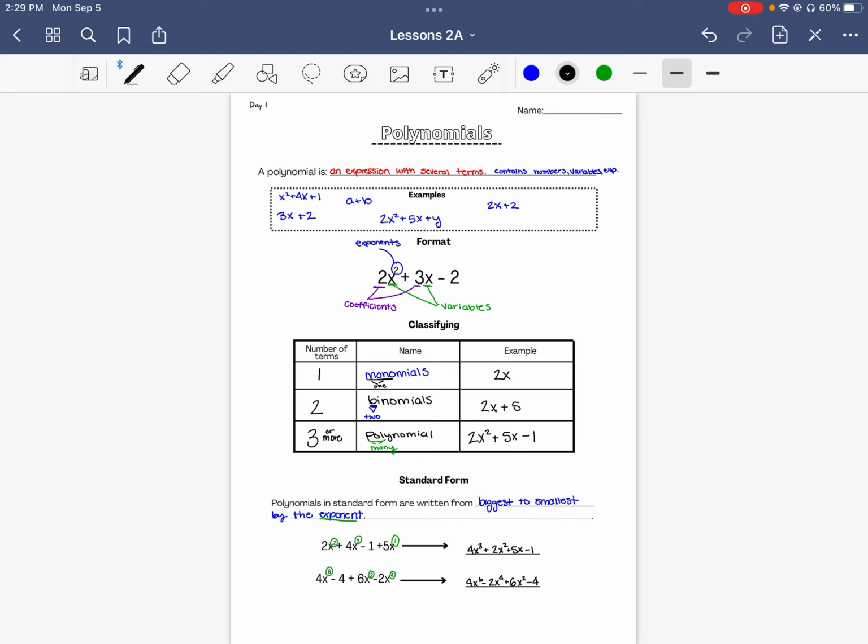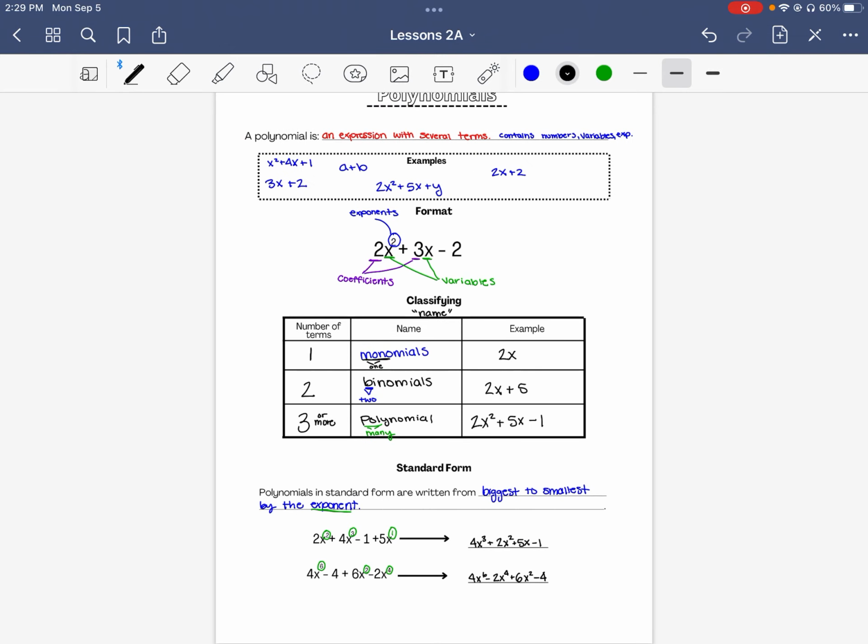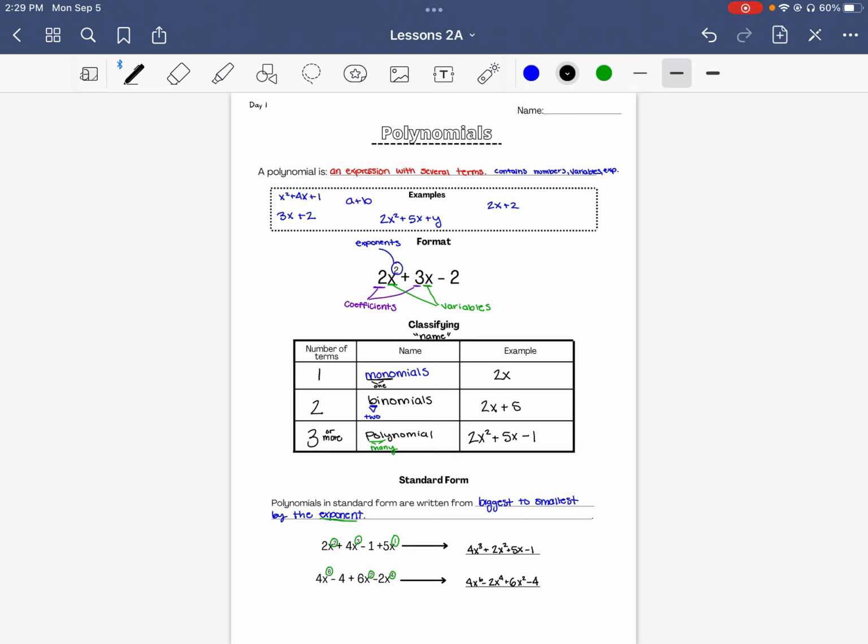So there you go. Right here you learned about what a polynomial is, the format, the way we name or classify polynomials, and lastly, how to write them in standard form, which is from biggest to smallest according to the exponent.